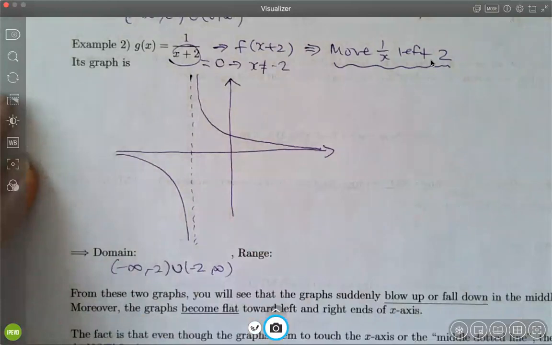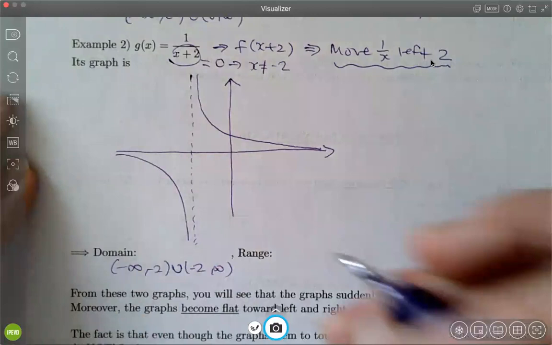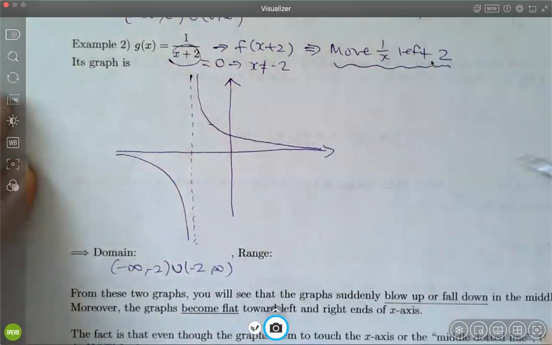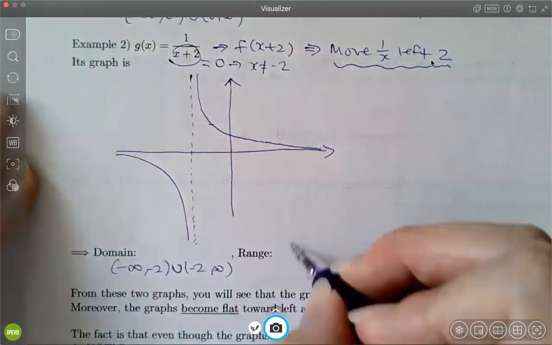Now, is the range the same thing as before? Everything but 0. Yes, right? Because here all the positive y values lie on the top curve and all the negative y values lie on the bottom curve. So the range stays the same.